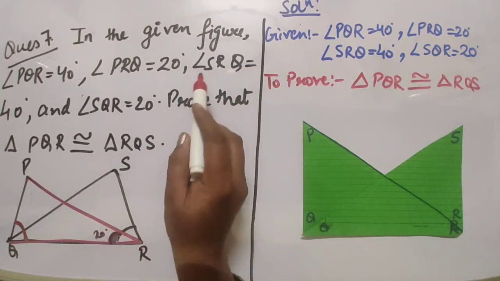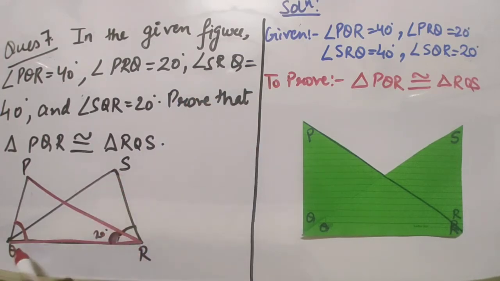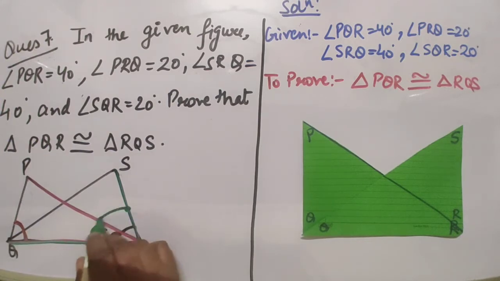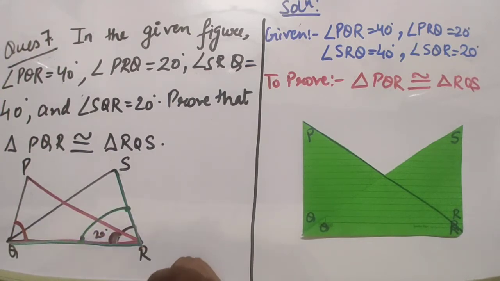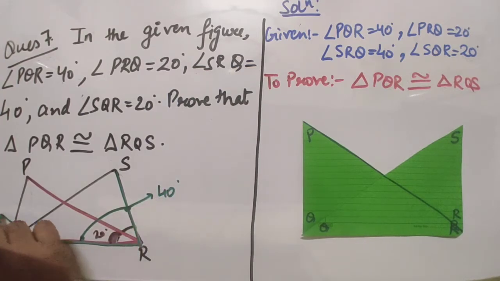Next they come angle SRQ. So when the question says SRQ, it means they are talking about this whole angle. This whole angle starts from here, ends here. So it means this is given as 40 degree. Same as this, it was also 40 degree.